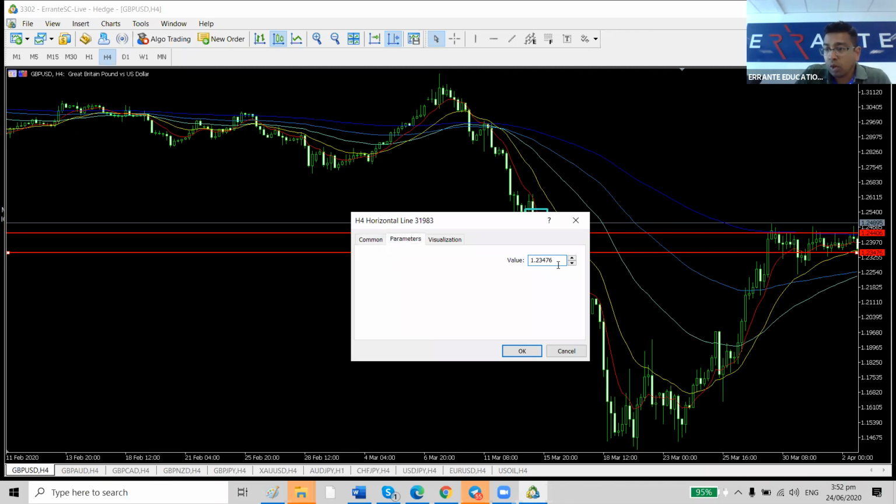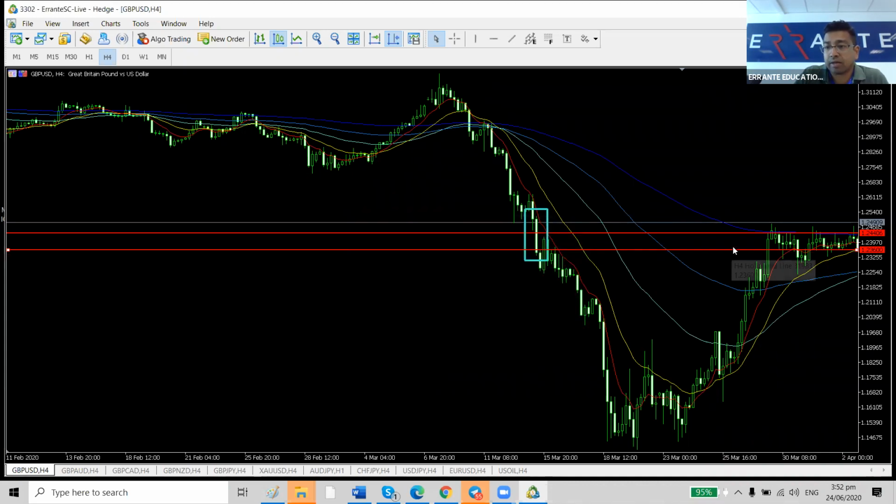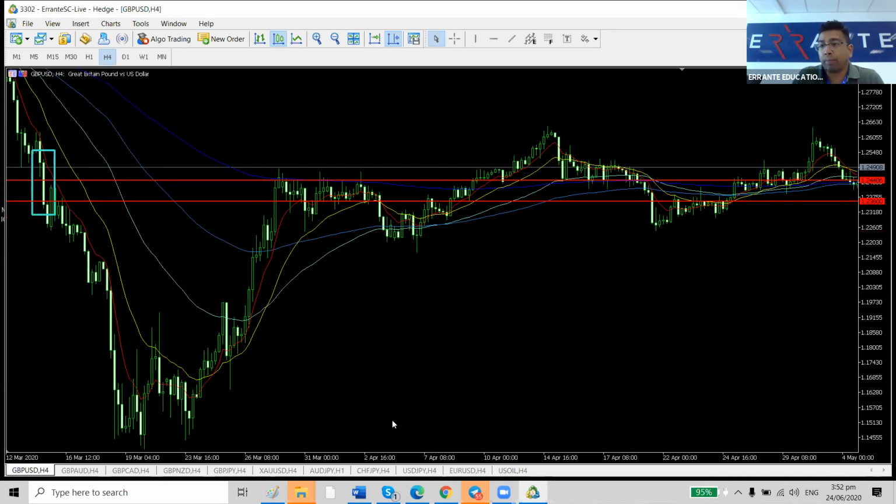So 1.2360. For those who haven't entered or would like to consider a second entry on a sell, you can do a pending order at 1.2440.